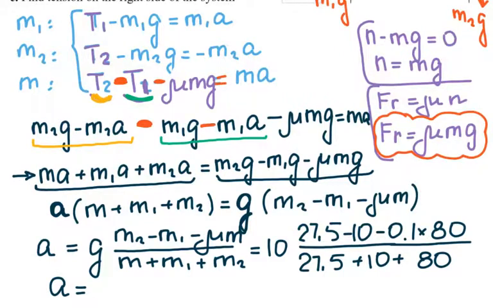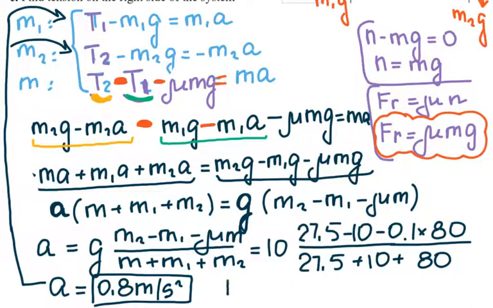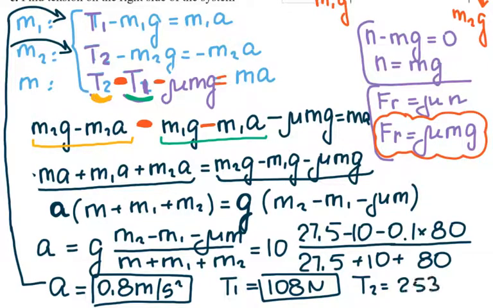So I solve for A, and then I plug in my numbers, and I have acceleration is equal to 0.8 meters per second squared. Now, since I know acceleration, I can go back and plug it into my tension formulas. So I'm going to plug it into both tension formulas and find what tension 1 and tension 2 are equal to. And I get tension on the left side, tension 1, is 108 newtons, and tension 2 on the right side is 253 newtons. So I solved for the second tension as well.